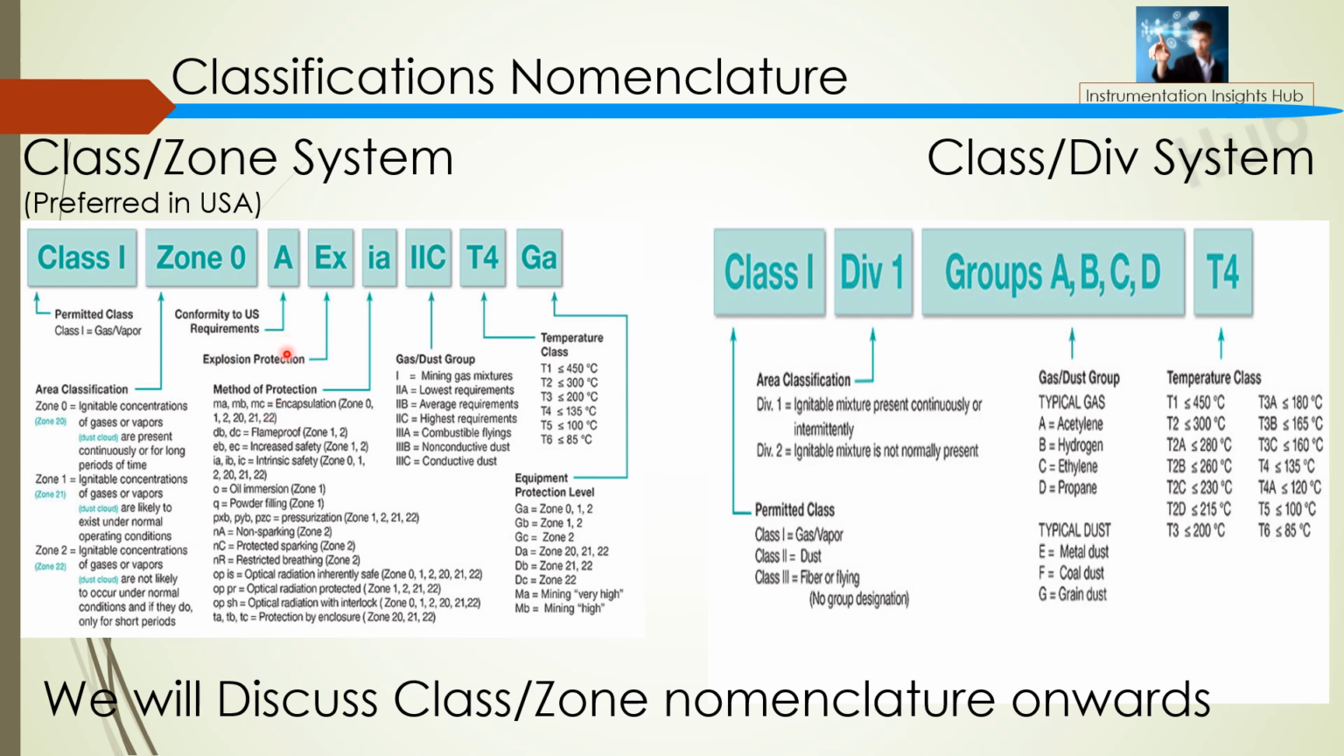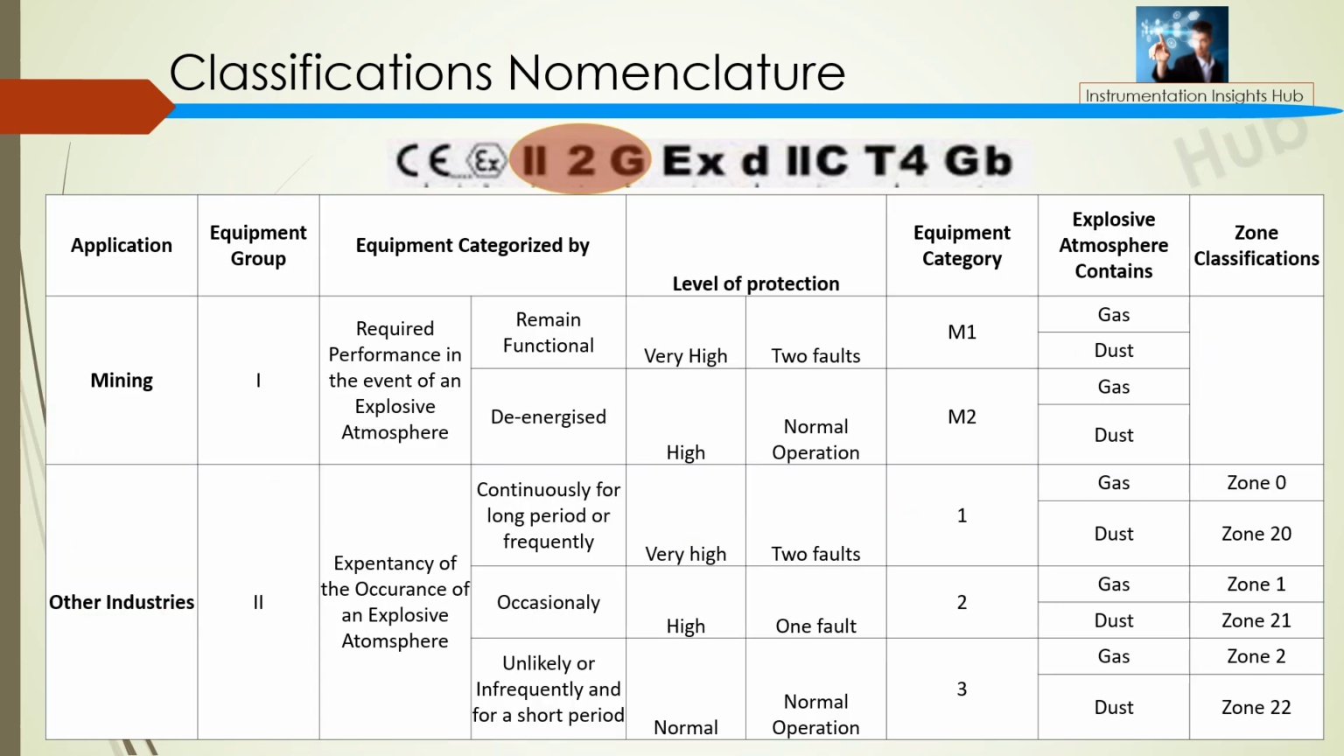Coming to conformity to US requirements, this is not applicable for India. Ex is the explosion protection used in that equipment to be used in a hazardous area. ia is a method of protection, we will see later. IIC is the gas group, T4 is the temperature class, and Ga is the EPL. We will see in detail. So from now onwards we will discuss only the class zone nomenclature, because in India we follow the class zone nomenclature.